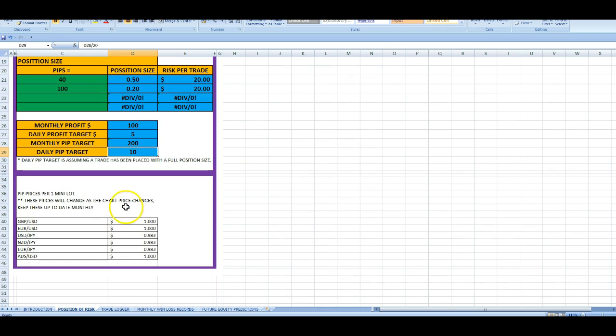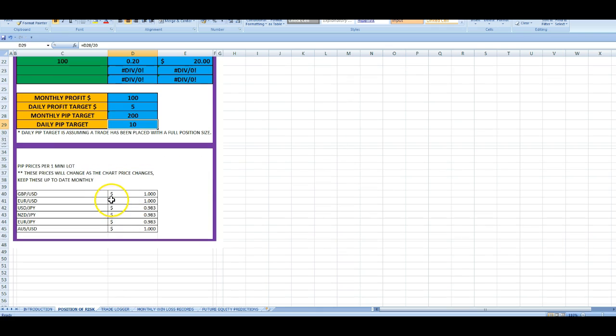Okay, but also in this video we're talking about the values per pip. Now, at the time when I did this spreadsheet, these prices were correct, but they do fluctuate as the price goes up and down. Some of them stay pretty steady and constant, like the Great British Pound US dollar, Euro US dollar. The majors will tend to stay about the same.